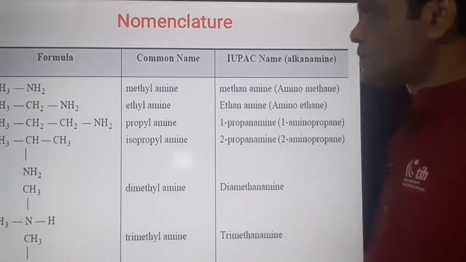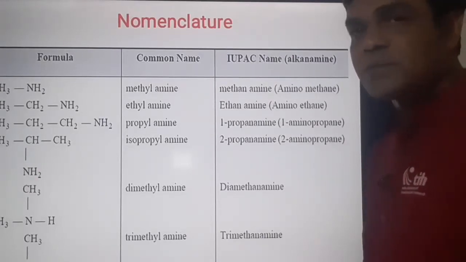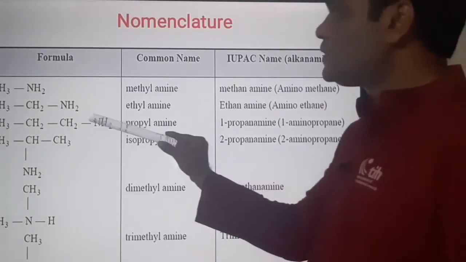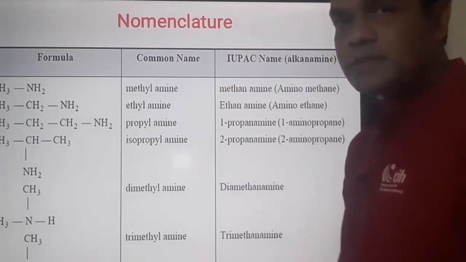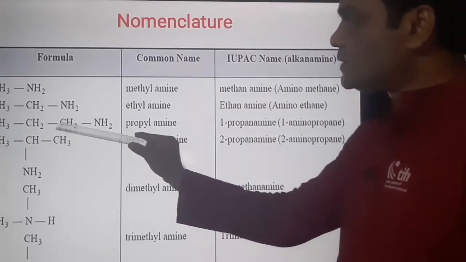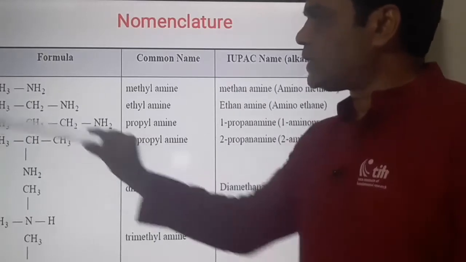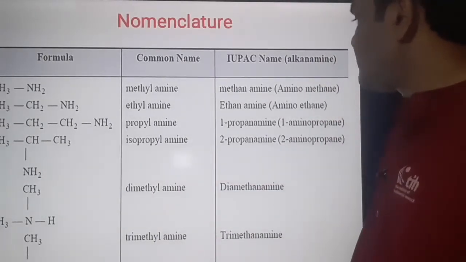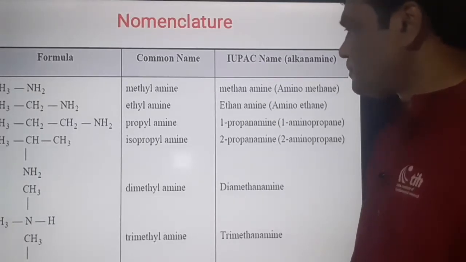Now, propane and onwards, the position of the amine group also matters. So, what is the position of this NH2 group? It is on the first carbon. This is 1, 2, 3. So, the NH2 group is present on carbon number 1. So, it is 1-propanamine.